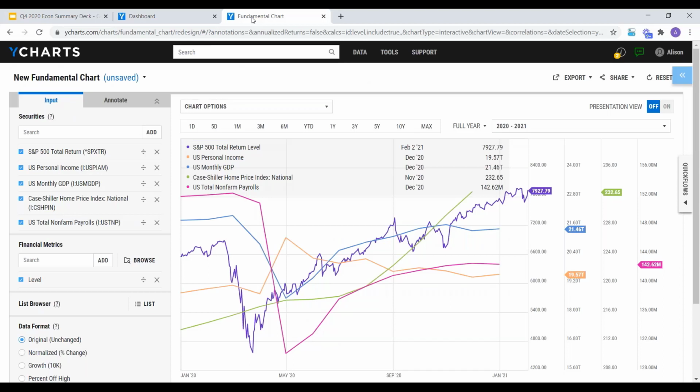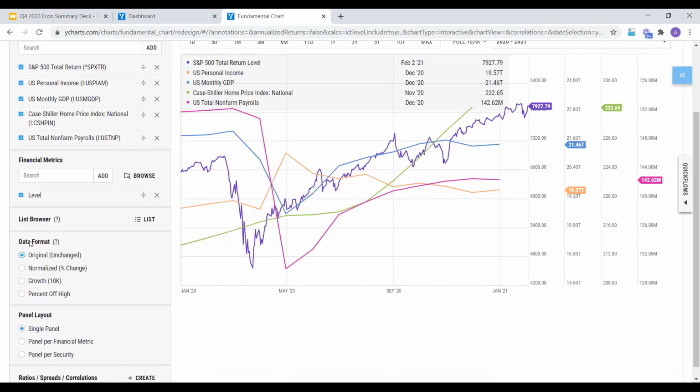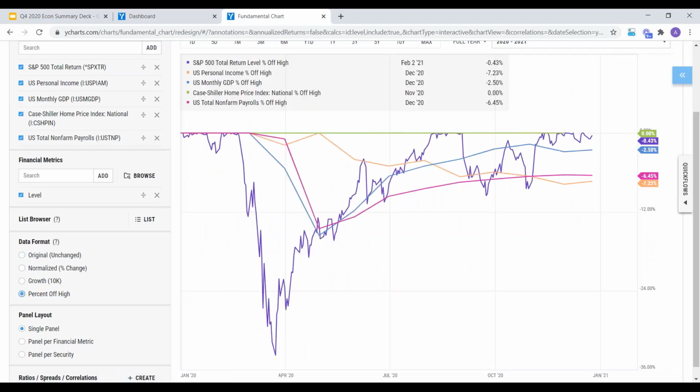Looking at this view inside of fundamental charts, much more disorganized than what we just saw on our slide. But Allison, using the left panel here, could you please go to data format and then select % off high? So what this percent off high data format does is that looking at each of these series, whenever we're up near that 0% or that flat horizontal line range, it means that these indicators are reaching or setting new highs. And then obviously when they draw down from those recent highs, that's where we see these dips on the chart.